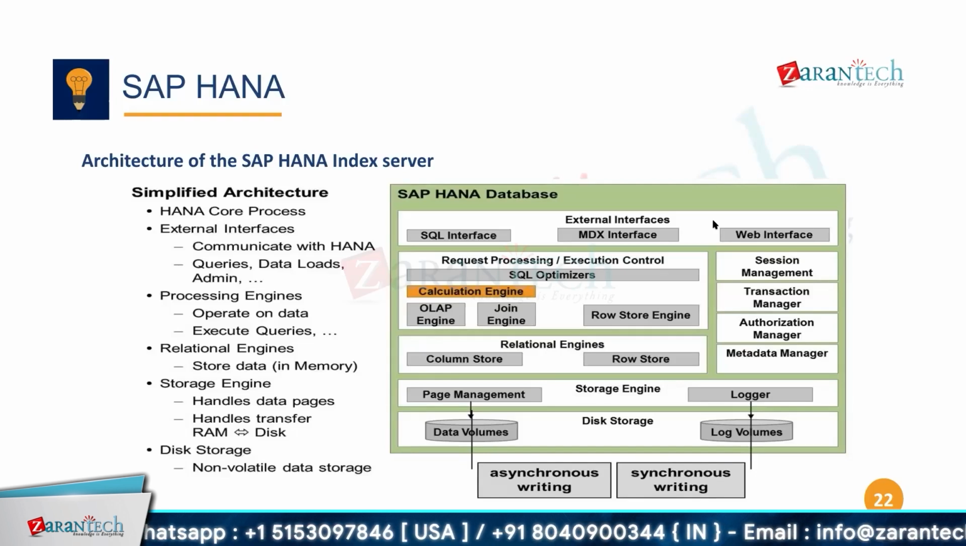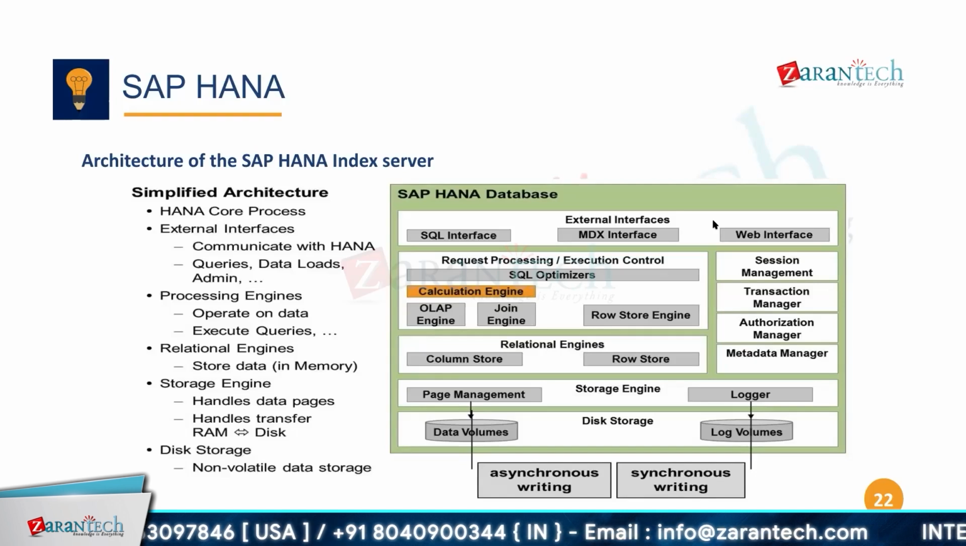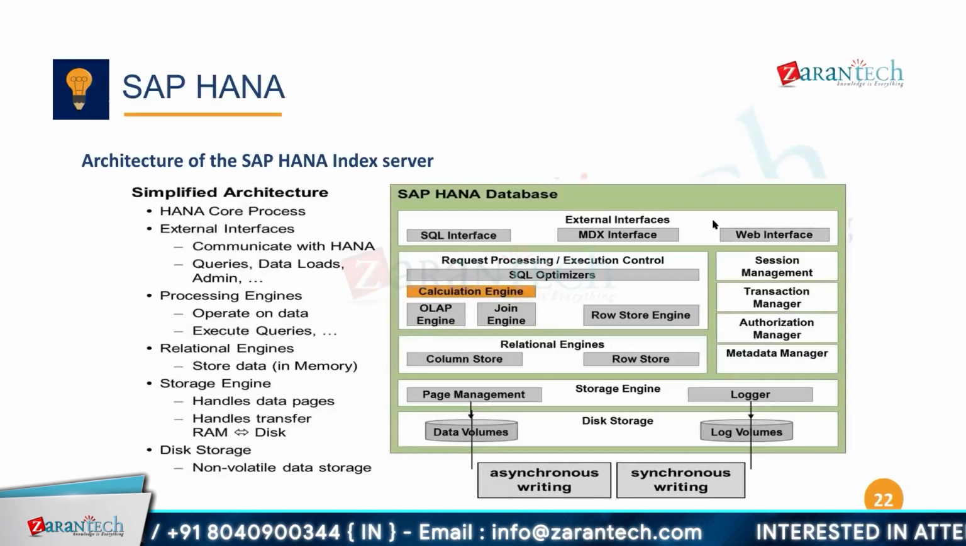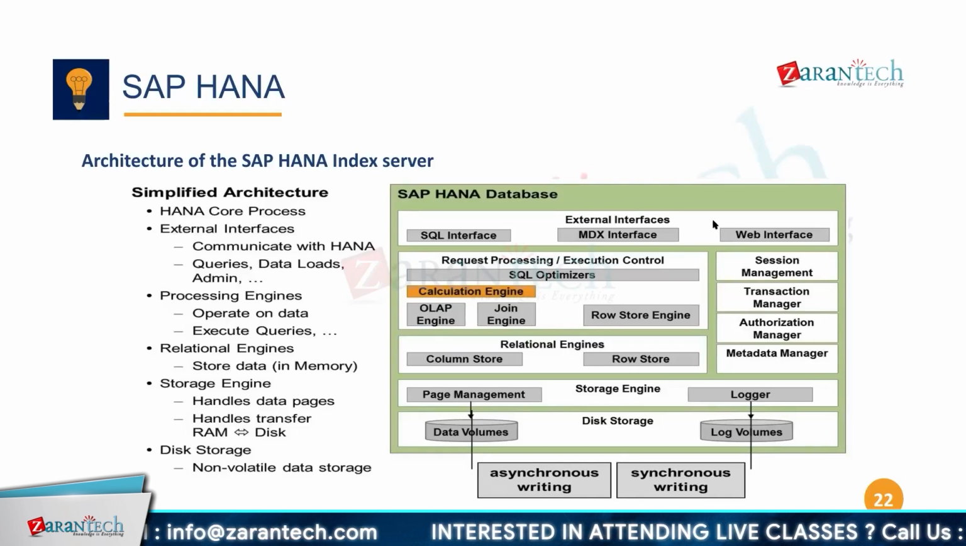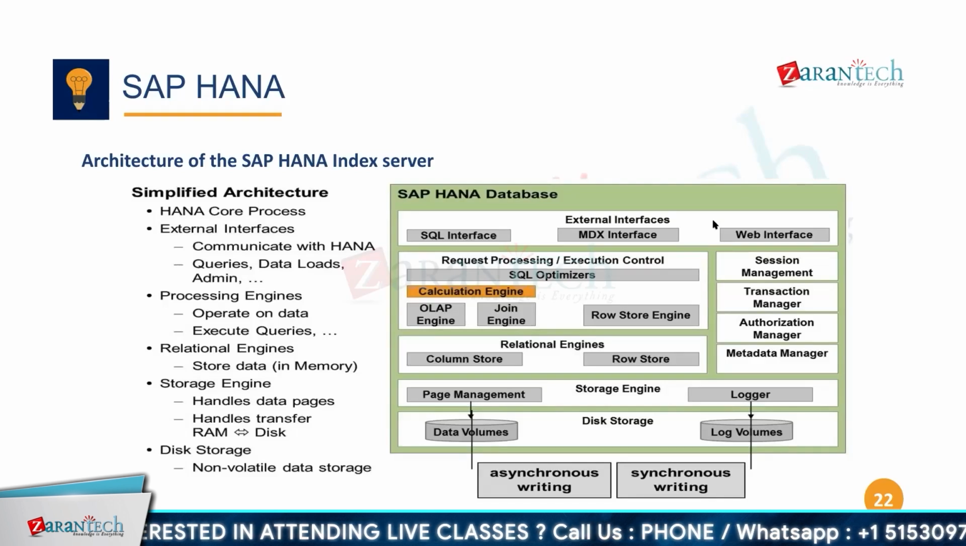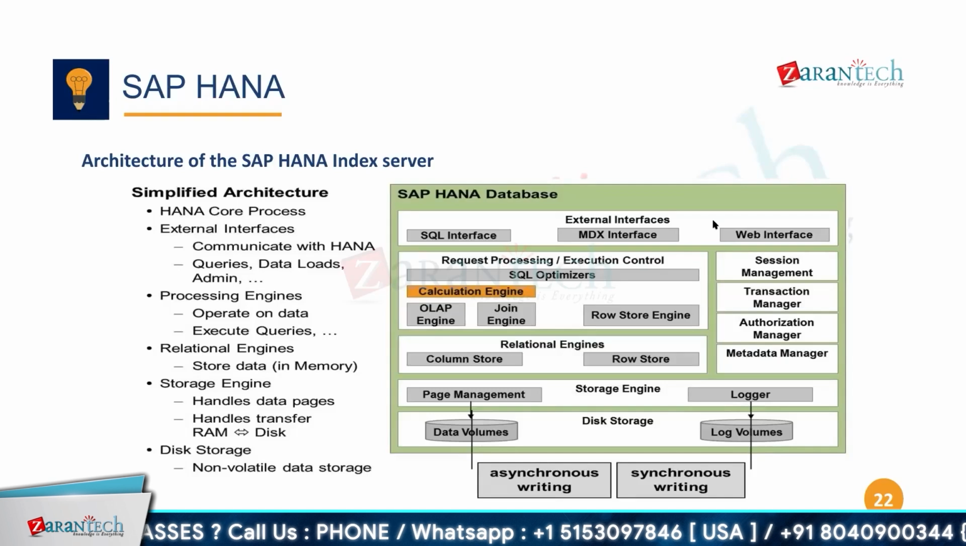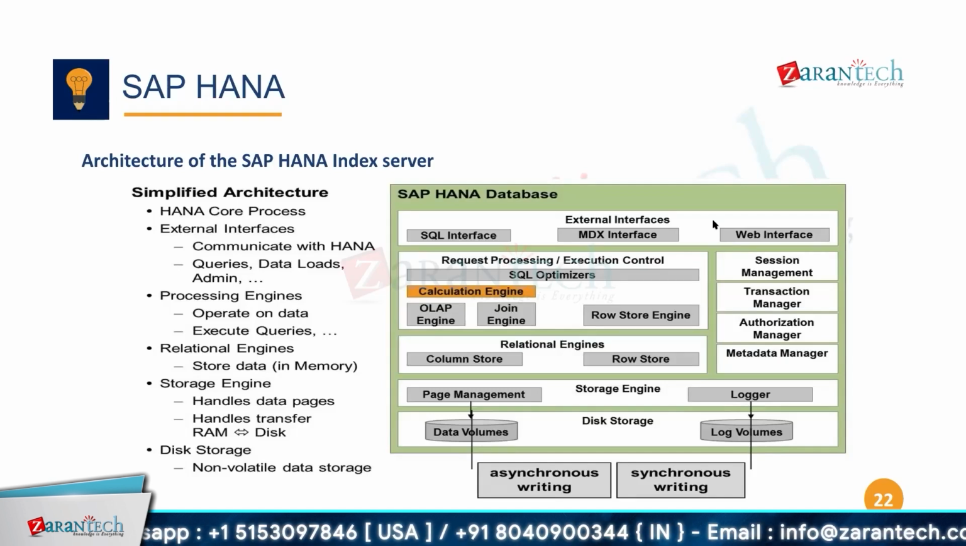That is why this is the most critical process. If this process is up, then only you can say that your database is running. If this process is down, it means your database is down. It is as simple as that. So the basic need for a database to run is that the name server and index server definitely need to be up and running. Okay, clear? Good.